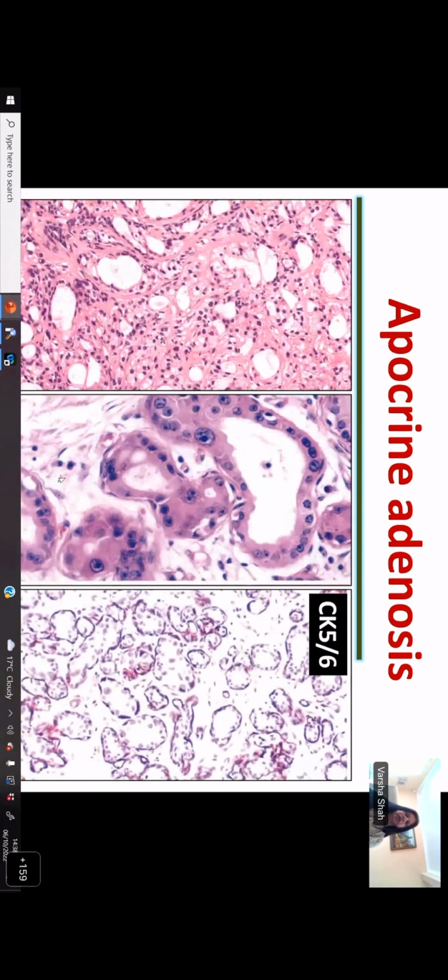Apocrine adenosis is another variant of adenosis where the ductal epithelium, the inner epithelial layer, undergoes apocrine metaplasia, and again the myoepithelial layer is well preserved.